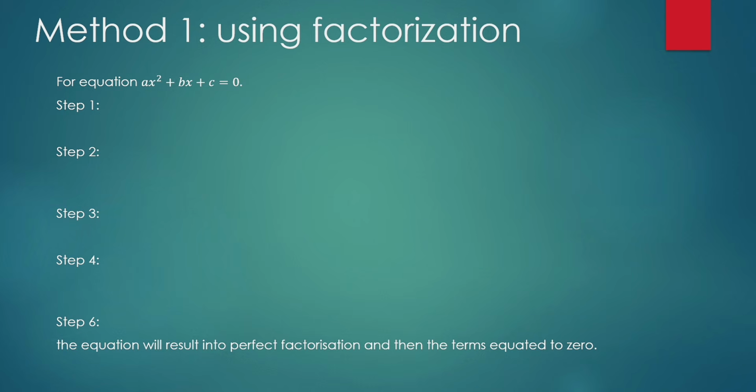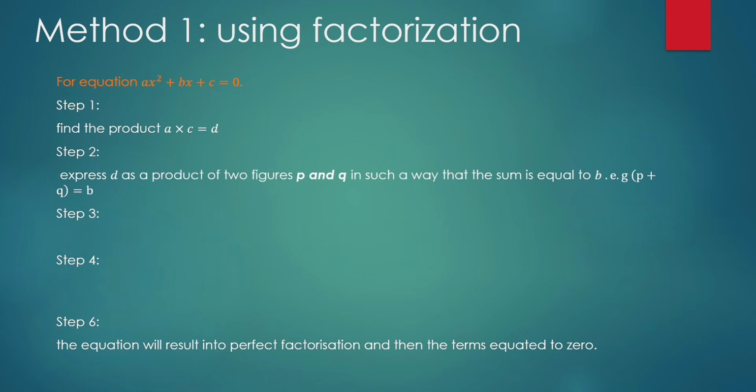We can use the factorization method, in which, given a quadratic equation ax squared plus bx plus c is equal to 0, in step 1 we need to find the product of a and c, that is a times c. You make it equivalent to some value. Step 2, express that new value as a product of two figures, maybe p and q, in such a way that their sum is equal to b. B is the coefficient of x, so we make p plus q equal to b.